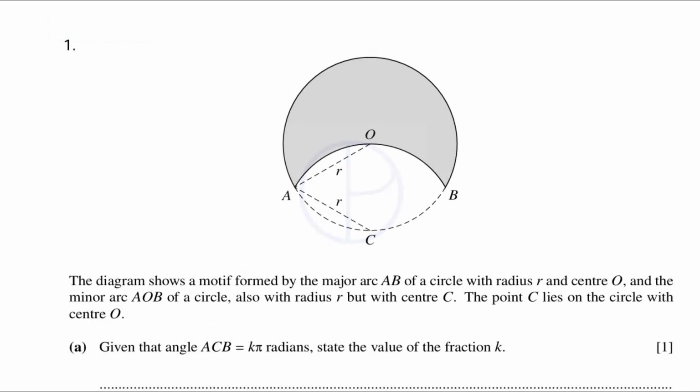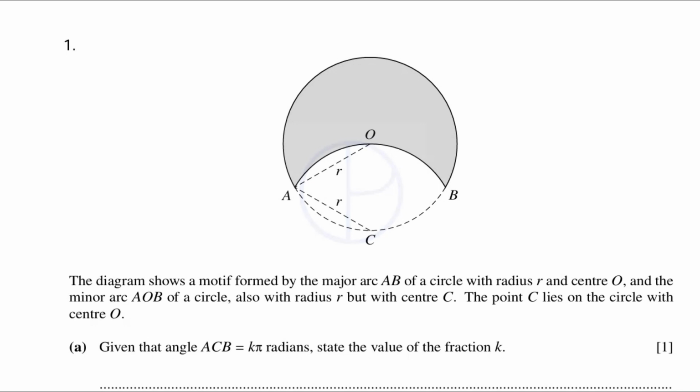The first question: the diagram shows the motif formed by the major arc AB of a circle with radius R and center O, and the minor arc AB of a circle also with radius R but with center C. The point C lies on the circle with center O. Given that angle ACB is equal to k pi radians, state the value of the fraction k.